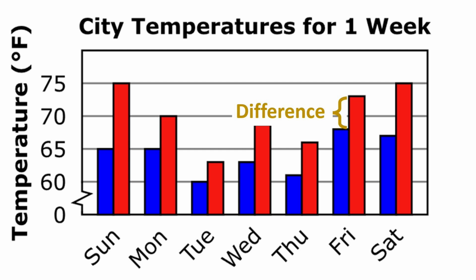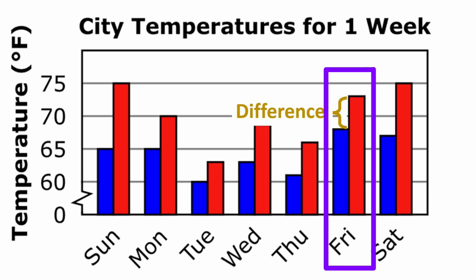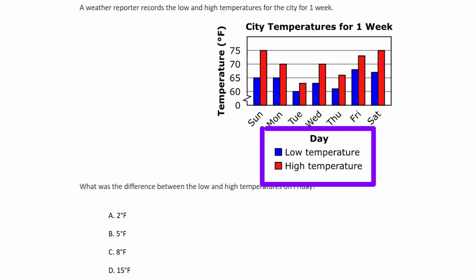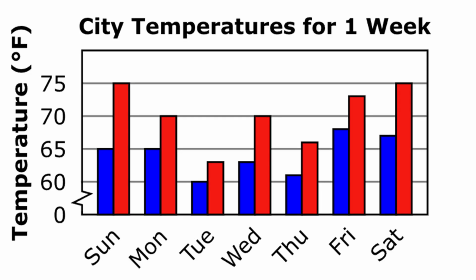To answer this question, we need to figure out what the high temperature was on Friday and what the low temperature was on Friday. We can do that from the bar graph. Let's focus on the bars above the word Friday. The key tells us that the low temperature is represented by the blue bar, and the high temperature is represented by the red bar. We'll start by finding the value of the blue bar.